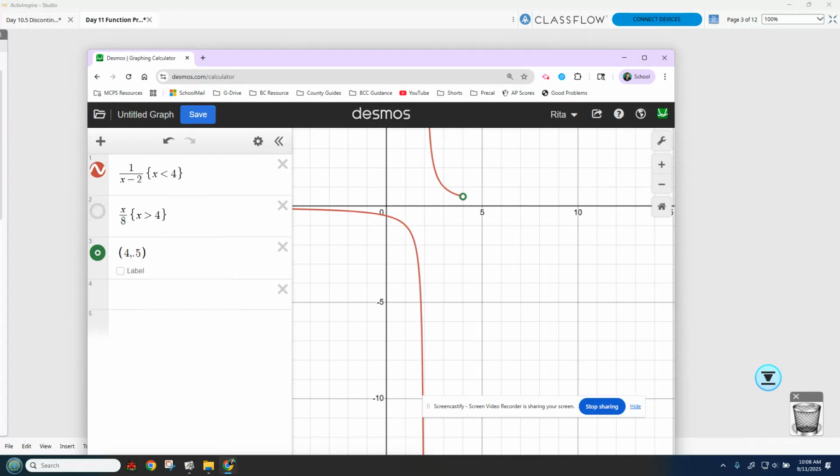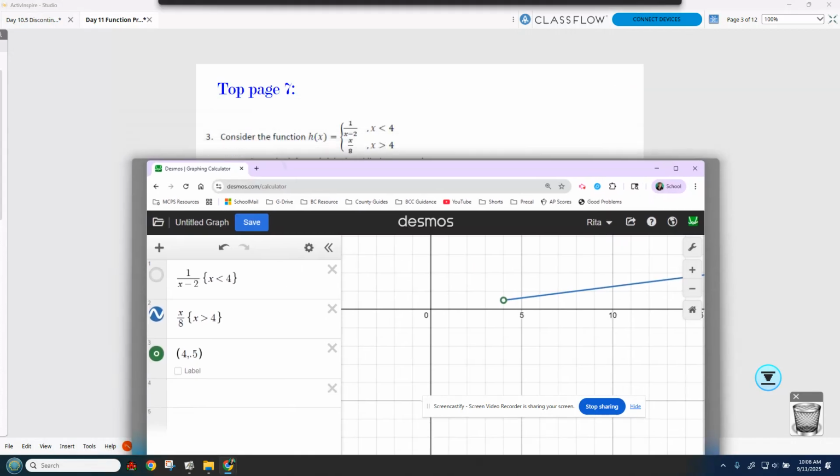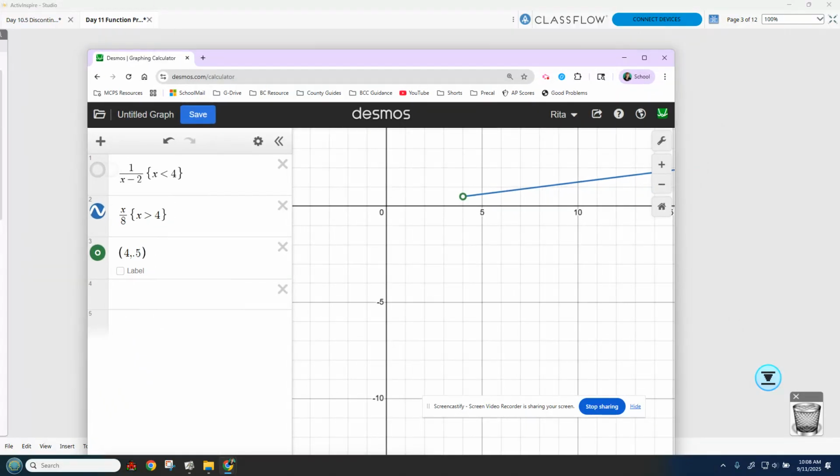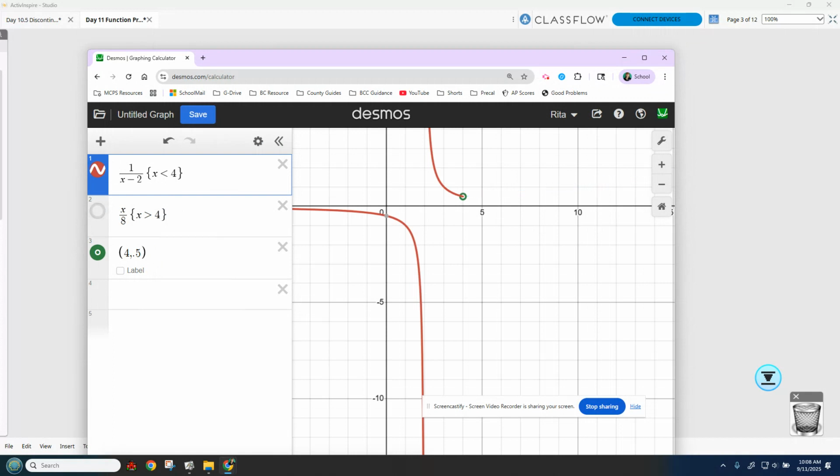Okay? And then if I say the other half, which was x over 8, and this one said for x is greater than 4. If you say the curly bracket, x is greater than 4, it gives you that piece of the graph. So if you want to turn it on and off, you just tap the thing to say, I only want the red one, I only want the blue one.